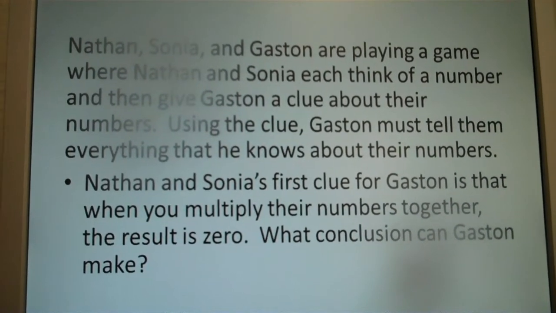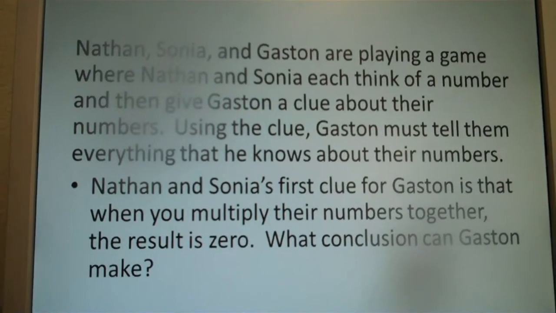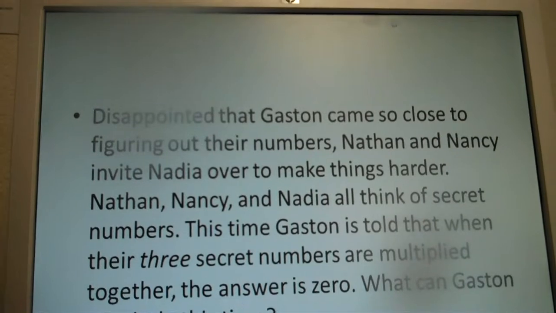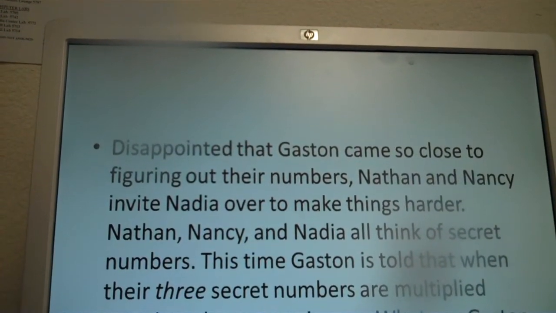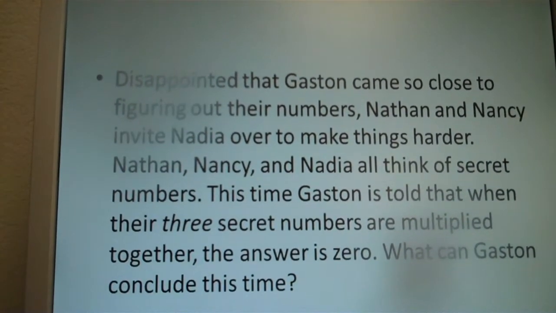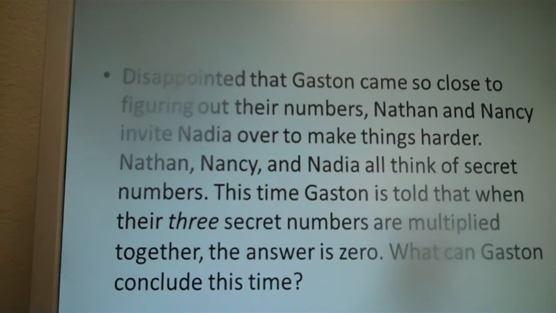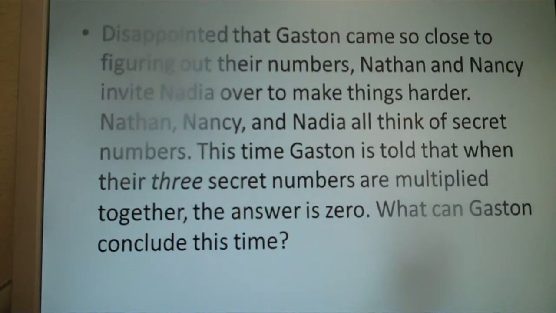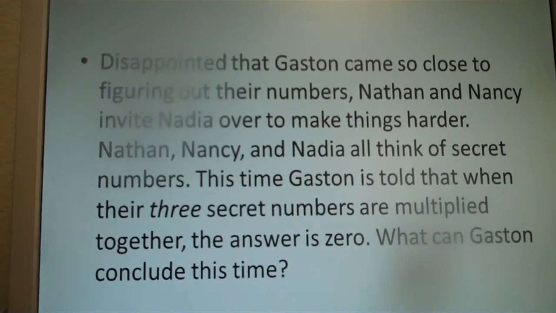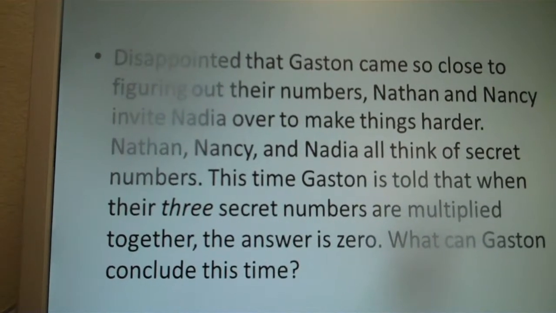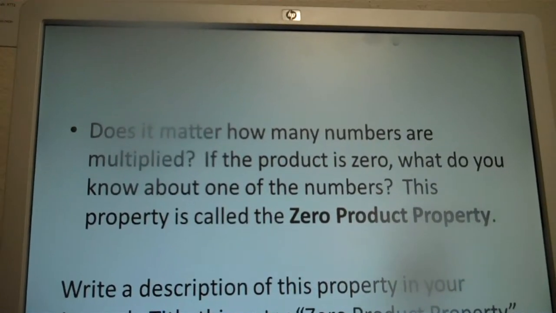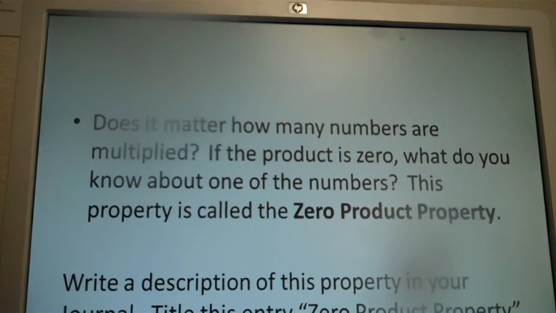Well, we should know that one of the numbers has to be 0. Both of them could be 0 also, but at least one of them has to be 0. Disappointed that Gaston came so close to figuring out their numbers, Nathan and Nancy invited Nadia over to make things harder. Nathan, Nancy, and Nadia all think of secret numbers. This time Gaston is told that when their 3 secret numbers are multiplied together, their answer is 0. What can Gaston conclude this time? Well, again, at least one of the 3 numbers has to be 0. More of them could be, but at least one of the 3. So does it matter how many numbers are multiplied? If the product is 0, what do you know about one of the numbers? Well, it has to be 0.